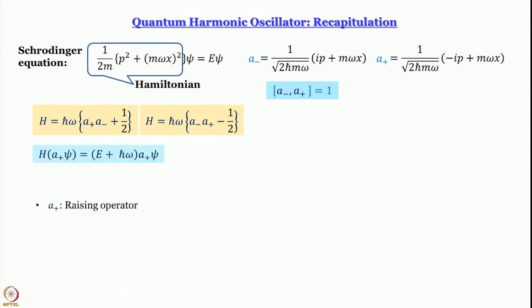So, what we have done is, we have learned that these are called ladder operators for a reason. If A plus operates on psi, for example, it produces a new wave function, which is an eigenfunction of the same Hamiltonian operator, with the interesting phenomenon that the eigenvalue of energy is more than the eigenvalue of the original wave function psi by H cross omega, which is one quantum of vibrational energy. So, H operates on A plus psi to give us E plus H cross omega multiplied by A plus psi.